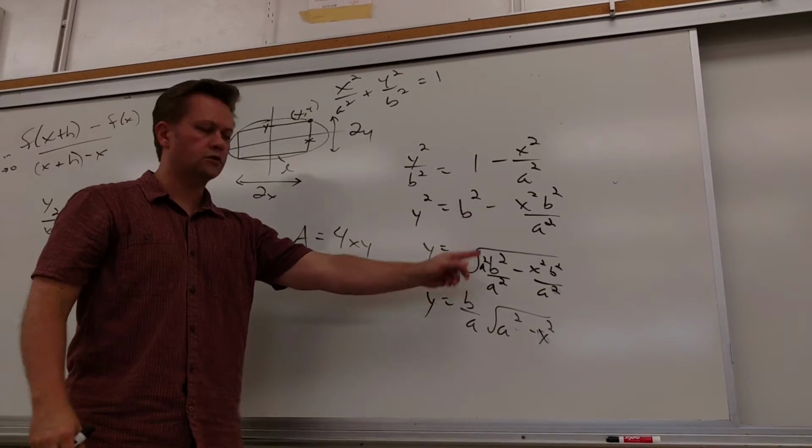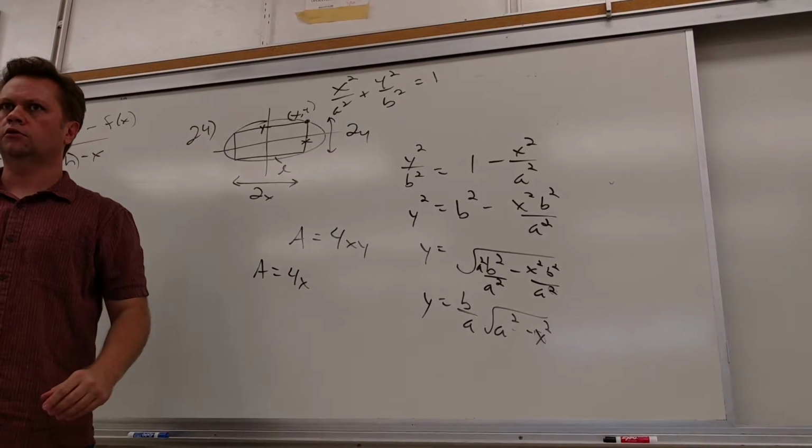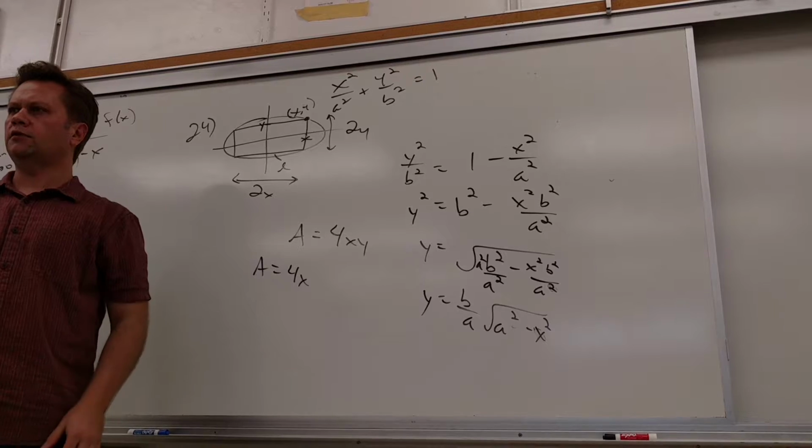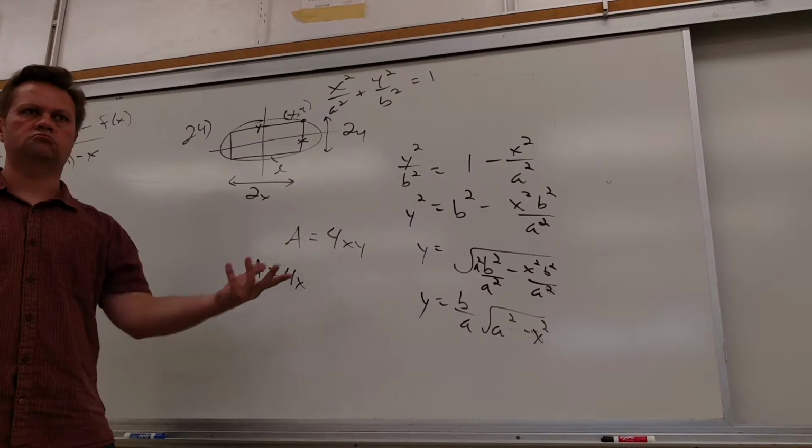Why is it B over A? Because it's the square root. All right, cool. Okay. Did it really have to do that? Not really, but that looks better. It does look a lot better.